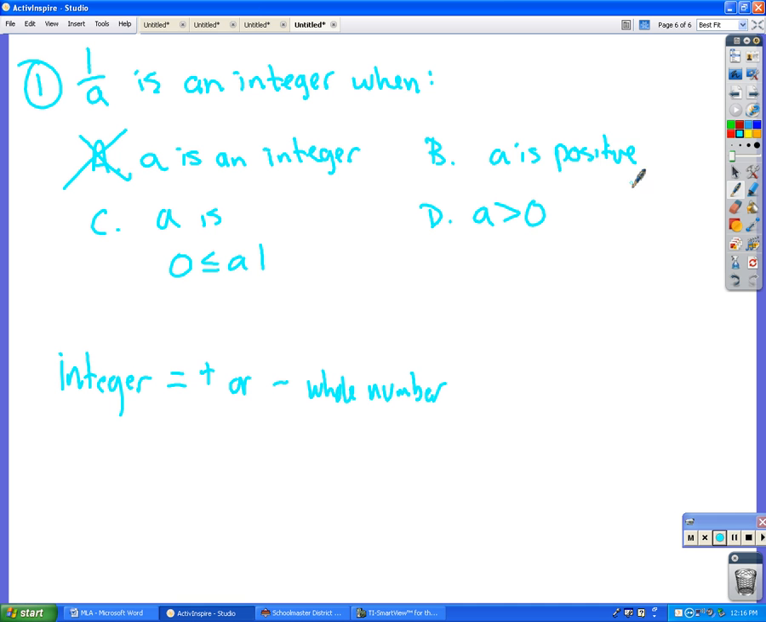What about if a is positive? No, because same thing, if I made it be a positive 5, 1 over positive 5 is not an integer, okay? What about if a is in between 0 and 1? Why not? But what if, give me a number in between 0 and 1. 0.8. Okay, so let's say if I had 1 over 0.8, what does that work out to be?